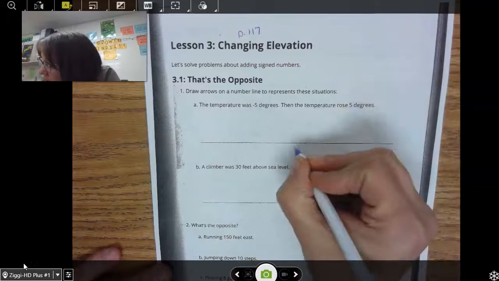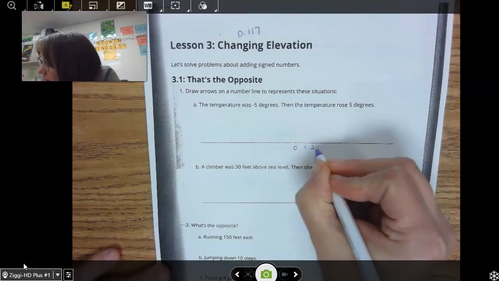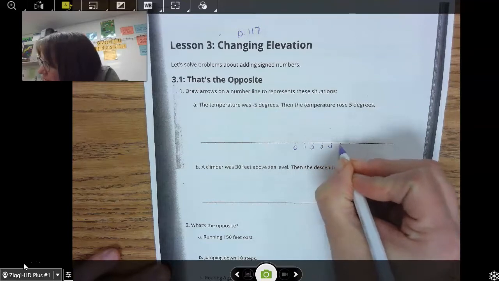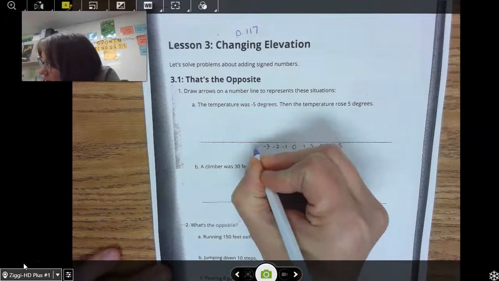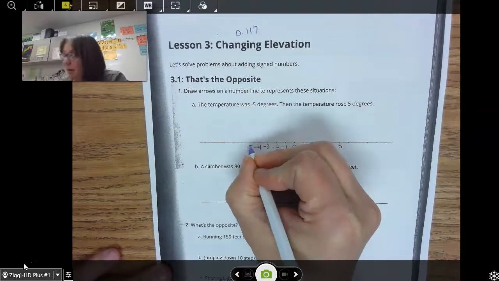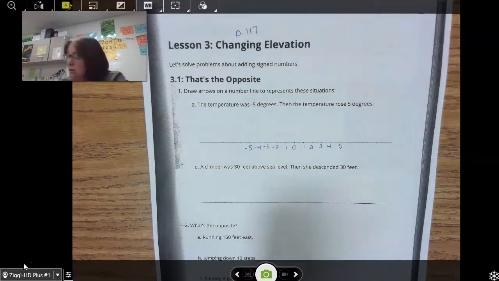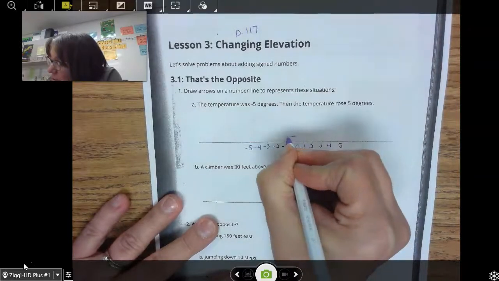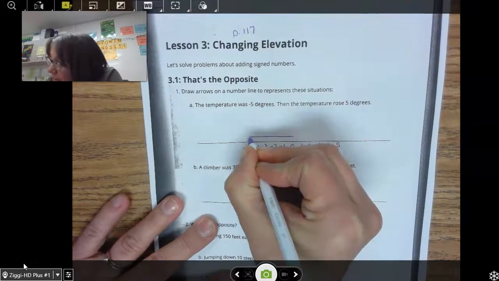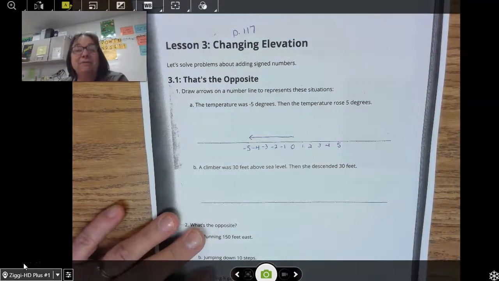We're going to put a 0 in the middle and we'll count by ones. We have 1, 2, 3, 4, 5, and let's do a -5 on the other side. Okay, that's how our number line works. Negative numbers are always to the left, positive numbers are to the right. So the temperature was -5. So if we wanted to show this on a number line, we would show moving down from 0 to -5.